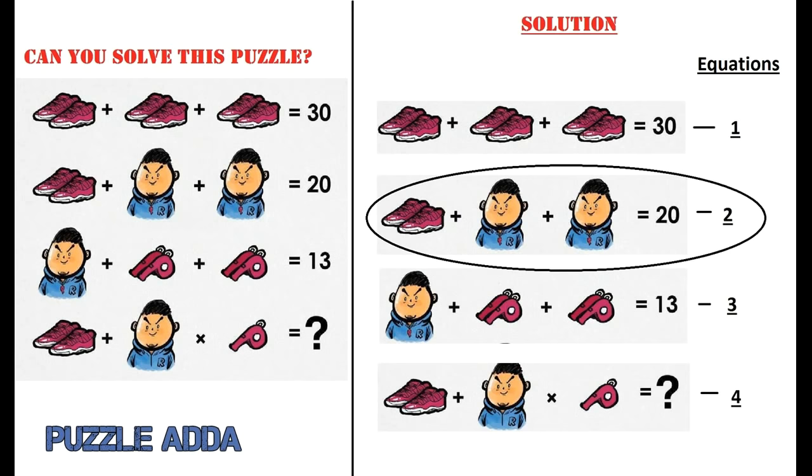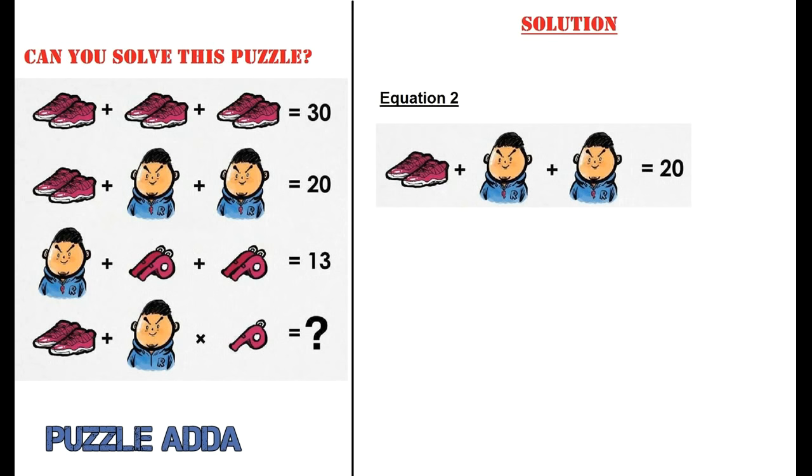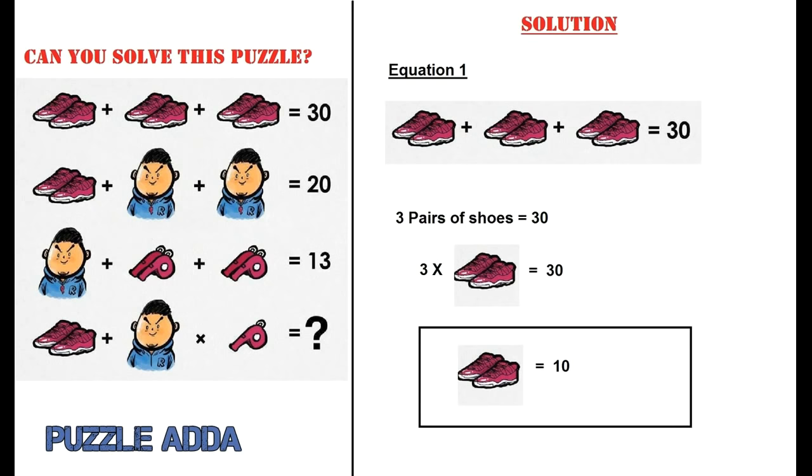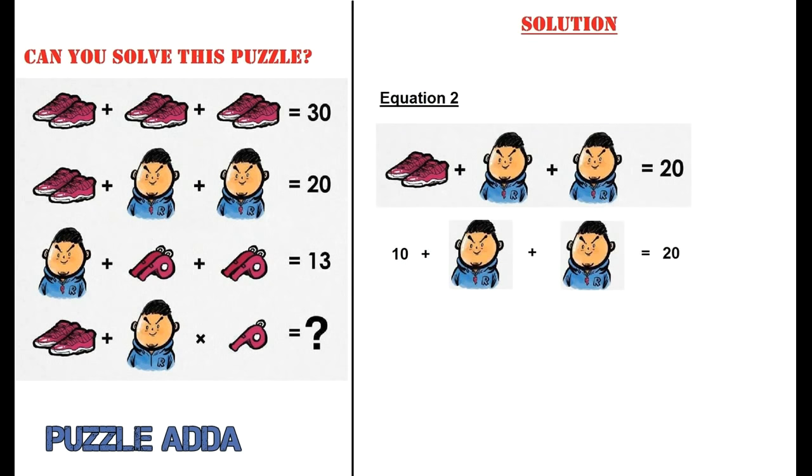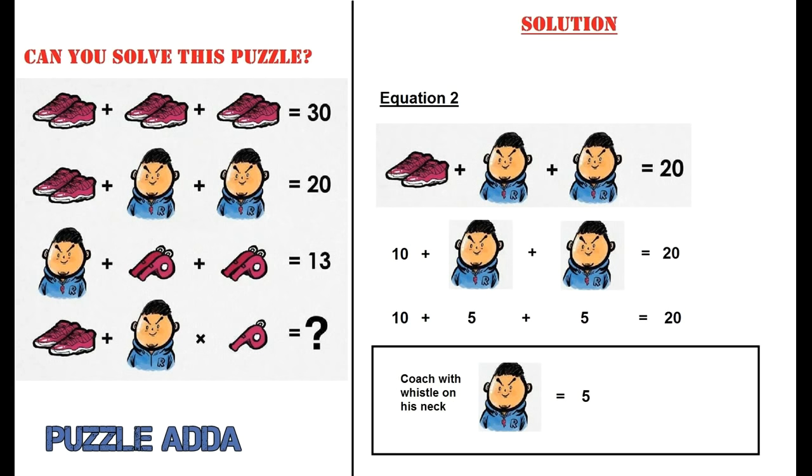Now we come to the second equation, which says pair of shoes plus a coach with a whistle on his neck, plus again a coach with a whistle on his neck, which is equal to 20. From the first equation, we know pair of shoes is equal to 10. So now 10 plus coach with whistle on neck plus coach with whistle on neck is equal to 20. So we can say coach with whistle on neck is equal to 5, which solves this equation as well. So 10 plus 5 plus 5 is equal to 20.